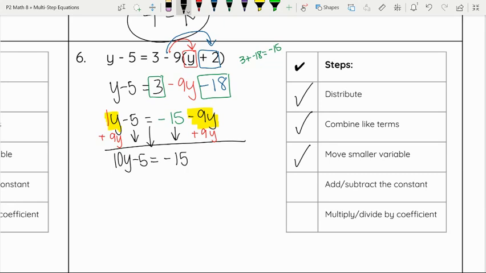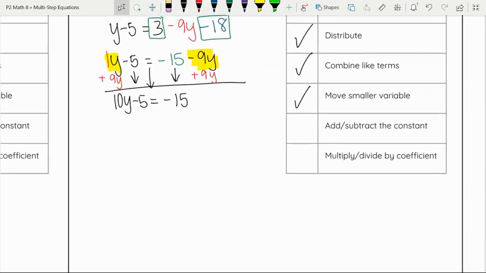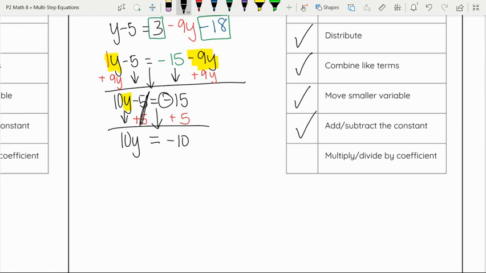Step 3 is done. Step 4, add or subtract the constant. So in this case, the constant I want to get rid of is whatever's on the same side as the letter y. So not negative 15, I want to get rid of negative 5. And so we get rid of that by doing the opposite, which is a plus 5 on both sides. So drop down 10y. Negative 5 plus 5 is 0. Bring down your equal sign. And negative 15 plus 5 is negative 10. Because the signs are different, so we subtract. 15 minus 5, 10. Keep the sign of the bigger number. All right, step 4 is done.